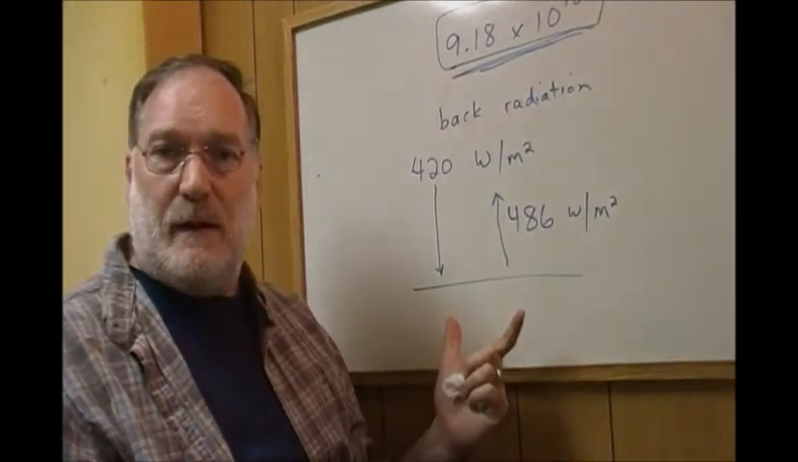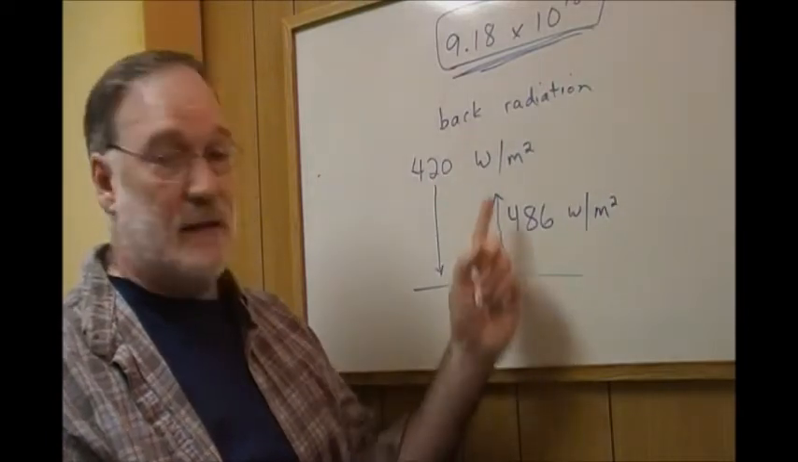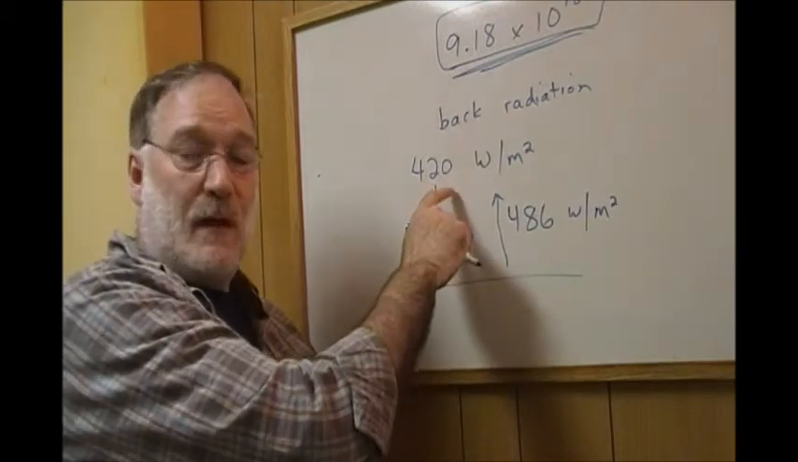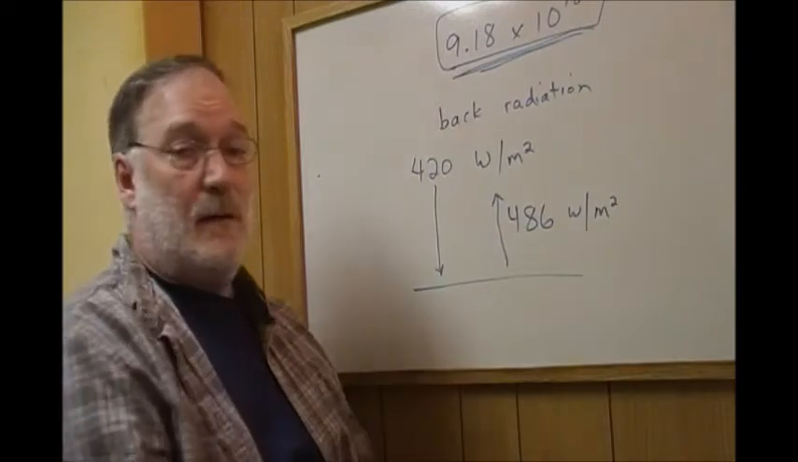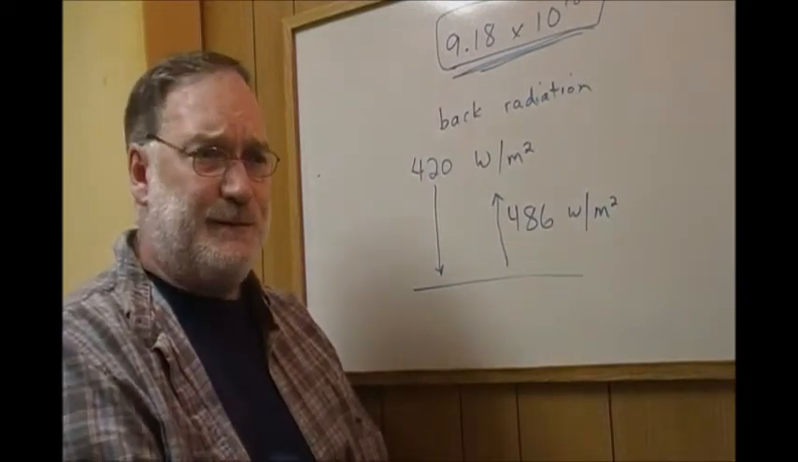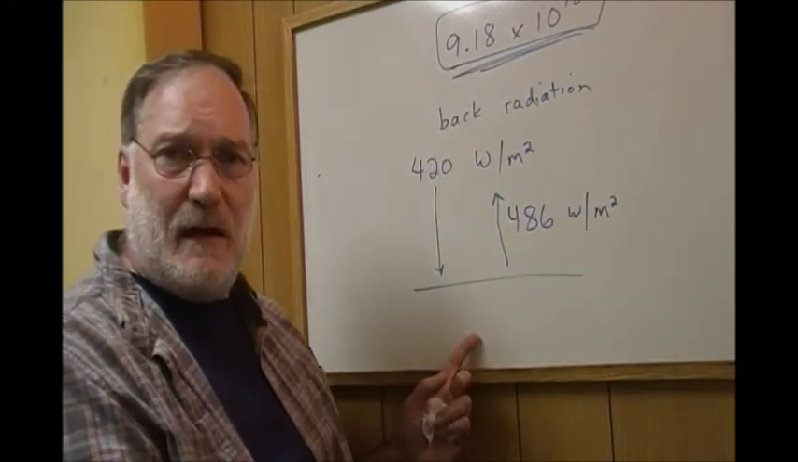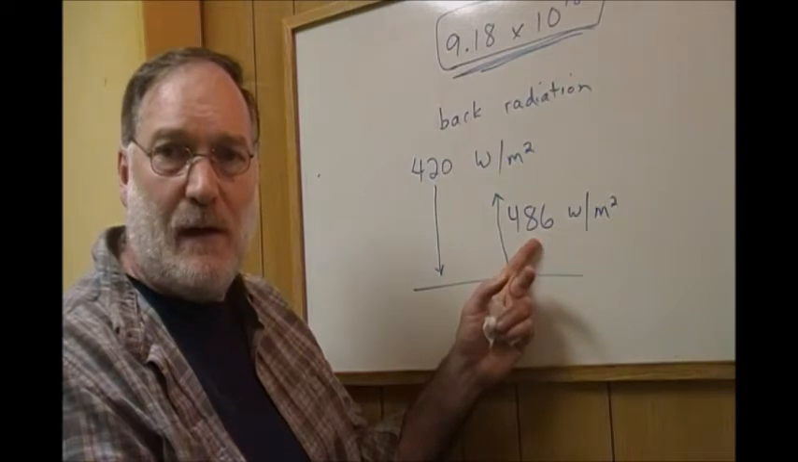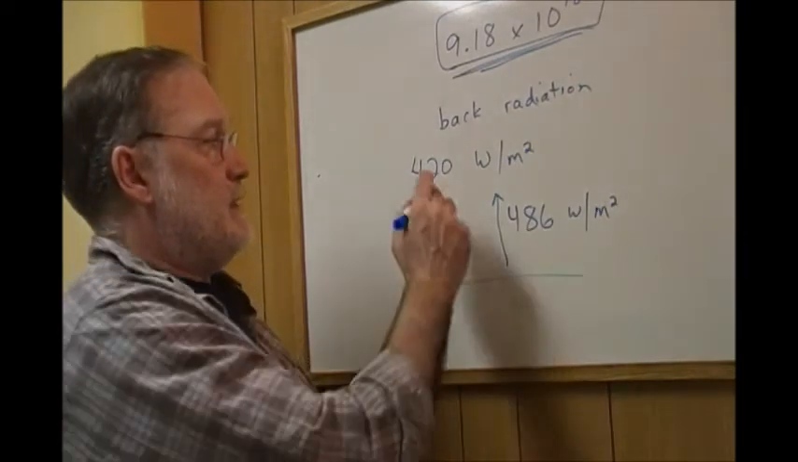Ground is not being warmed here. It's just that the cooling is being slowed. The cooling of the heat leaving the Earth is being slowed down this much. And so the net effect here would be 66 watts per square meter. 420 cannot raise the ground's temperature when 486 is leaving. Okay, that's cooling. But you can see the relationship.